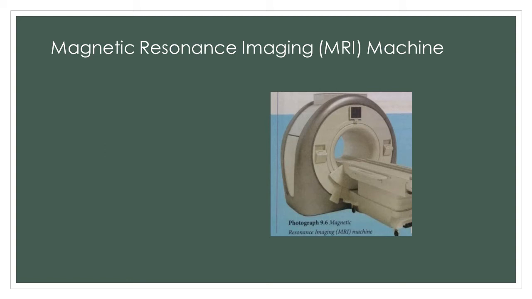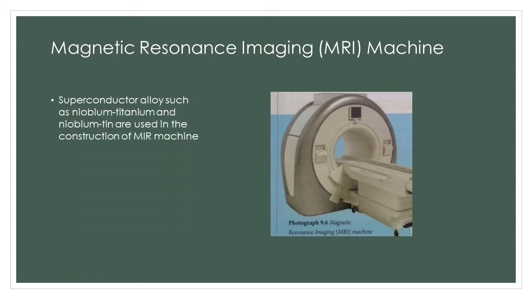Okay, the other use of the superconductor is the magnetic resonance imaging or MRI machine. This machine is used to trace disease inside the patient's body. Superconductor alloys such as niobium titanium and niobium tin are used in the construction of the MRI machine.